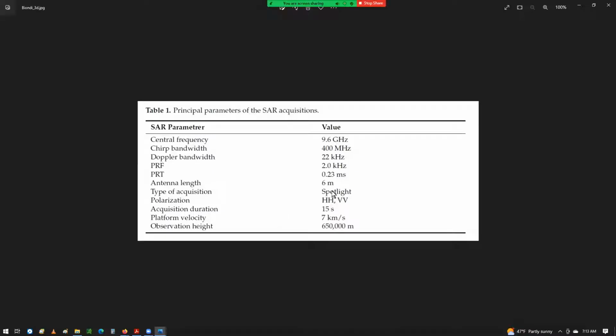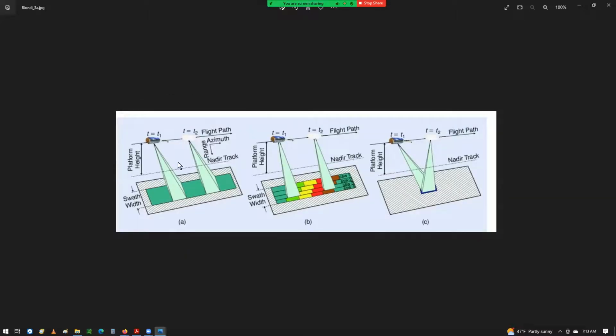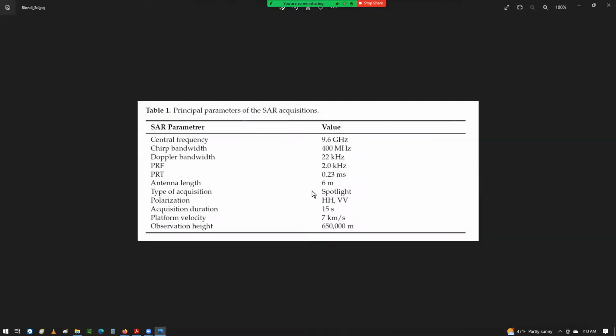There's this, what I was talking about, spotlight. So there are different acquisition modes of the satellite. Here they are, but the particular one that they were using is this one. So they basically focus on a specific area instead of scanning different areas. Okay, so it's called spotlight.